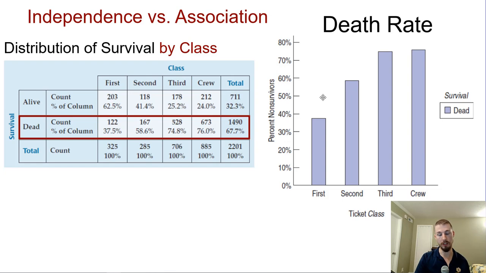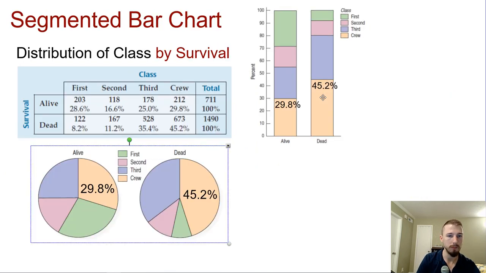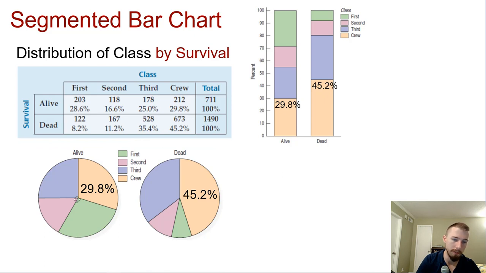So that tells us there's definitely an association between the two. Segmented bar charts give us the exact same information that we get from a pie chart. So here I graphed out the alive and death percentages, right? So we've got the distribution of class by survival. The exact same information over here.